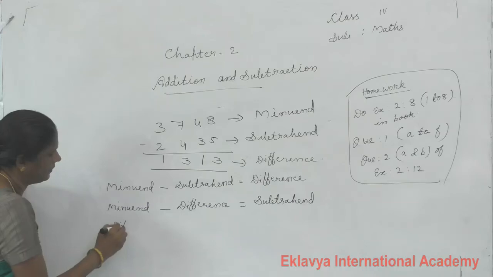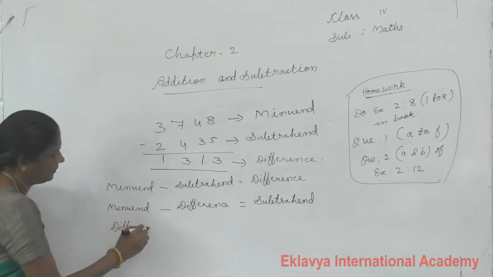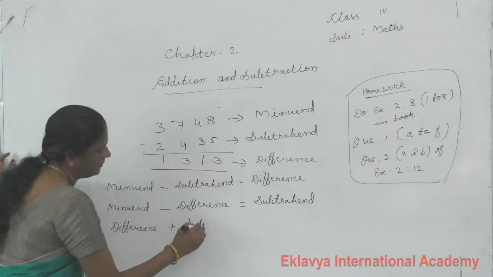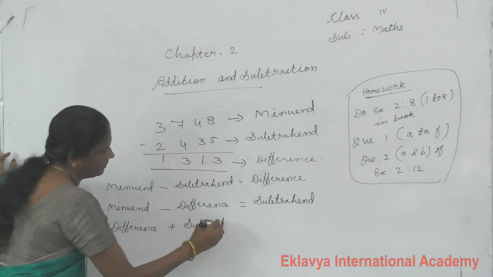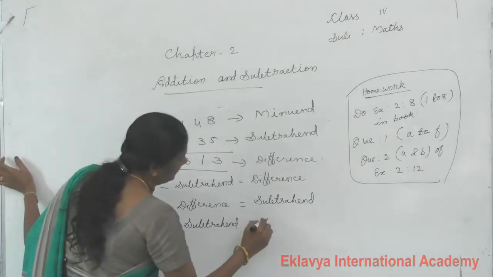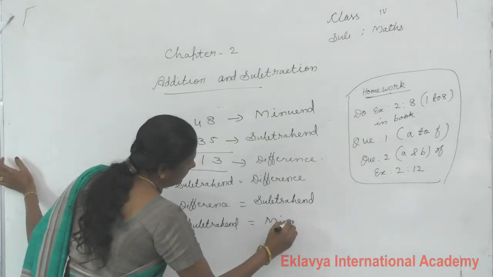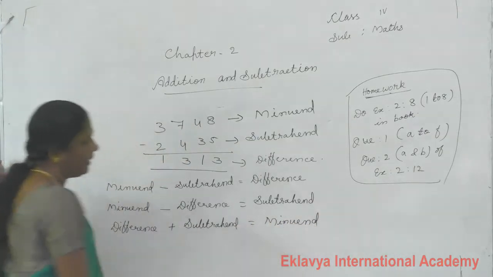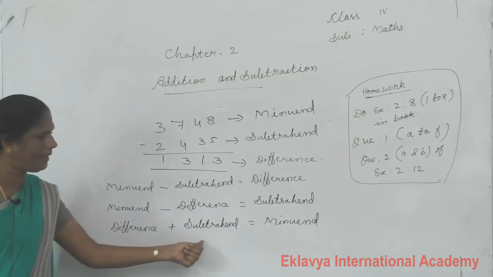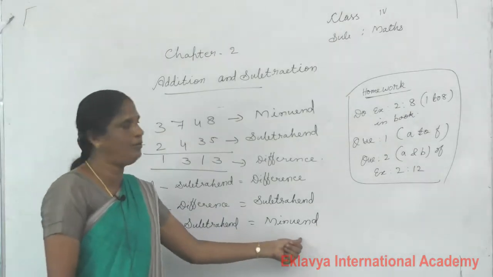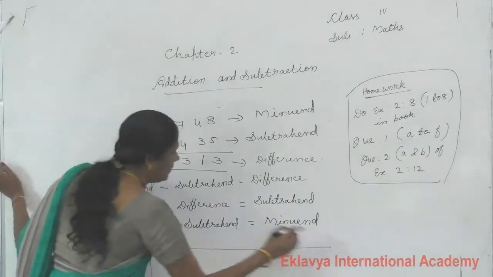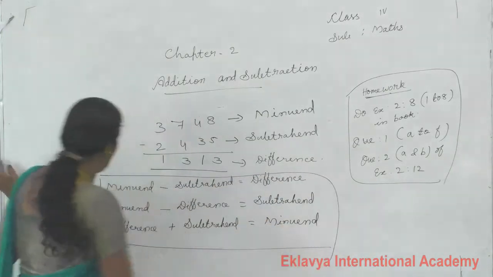difference plus subtrahend is equal to minuend. Again, difference plus subtrahend is equal to minuend. Again repeat this formula. This formula also again repeat.